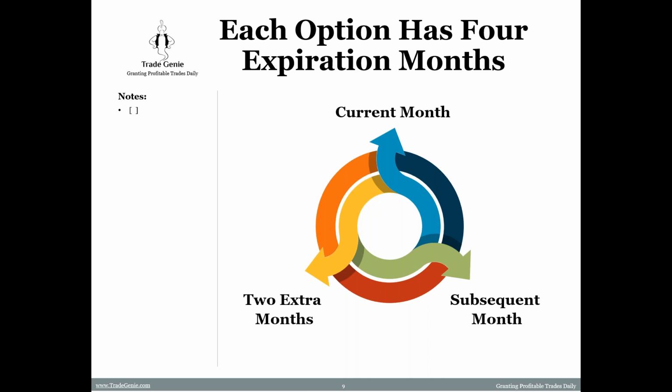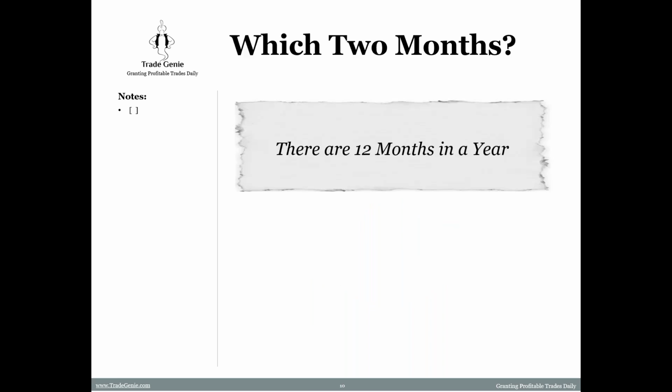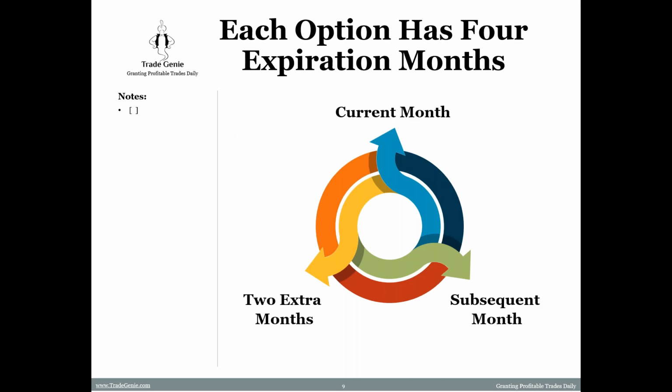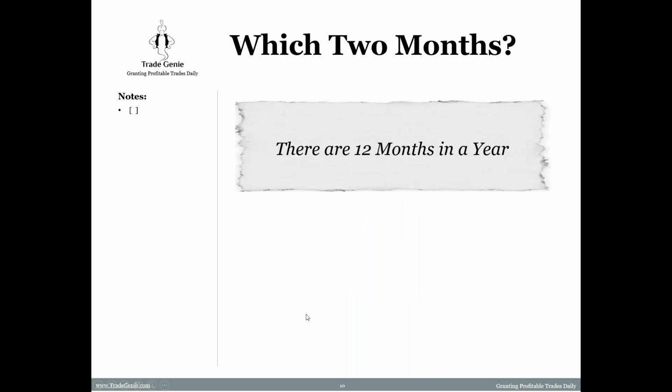So now, current month, subsequent month, and 2 extra months. Which 2 months? We know the current month is April, the subsequent is May, and then they add 2 extra months. Which 2 extra months? There are 12 months in a year.